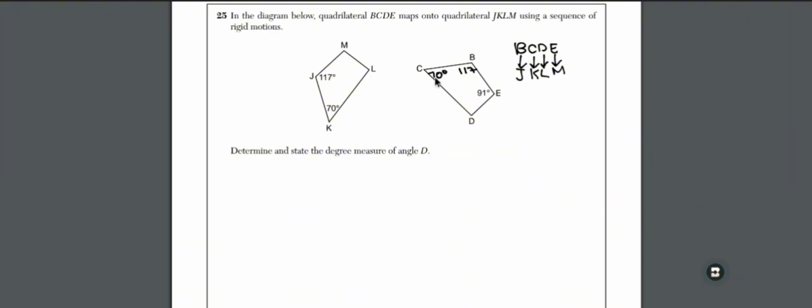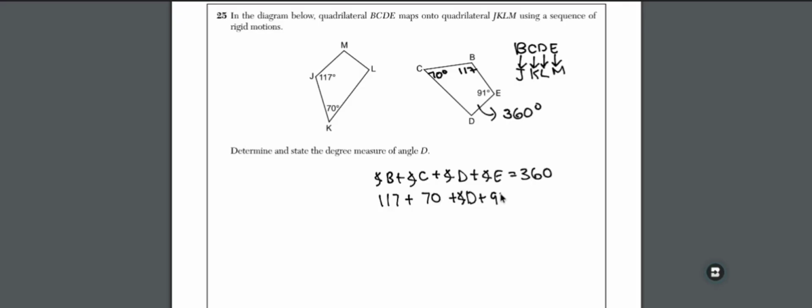Now, how do I find out the measurement of angle D? So this entire quadrilateral has a degree measure of 360 degrees. So what I'm going to do is angle B plus angle C plus angle D plus angle E is equal to 360 degrees. So I know angle B is 117, angle C is 70, angle D is unknown, and angle E is 91 degrees, and that equals 360. So when I add all of that up together, I'm going to get 278 degrees plus angle D equals 360.